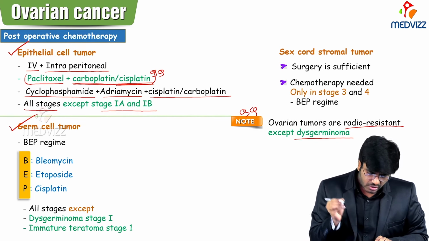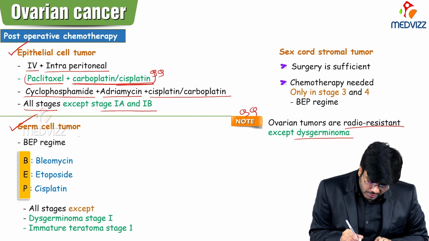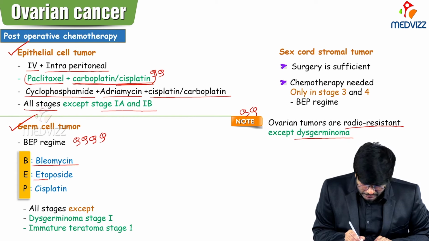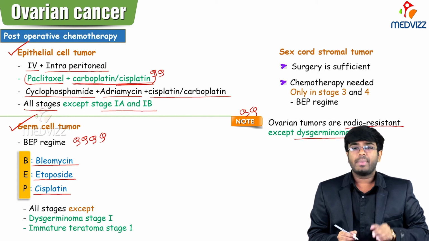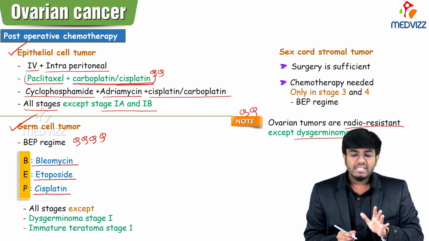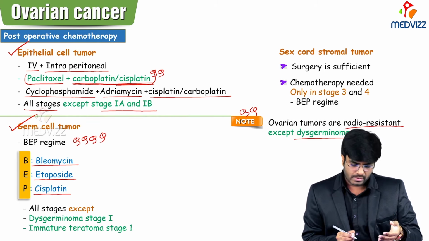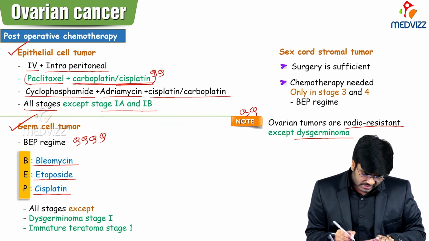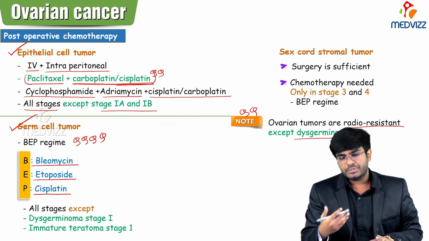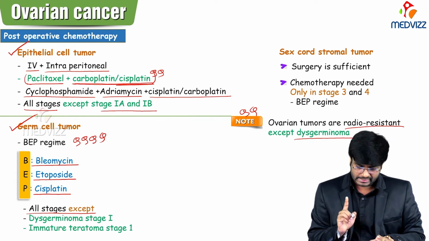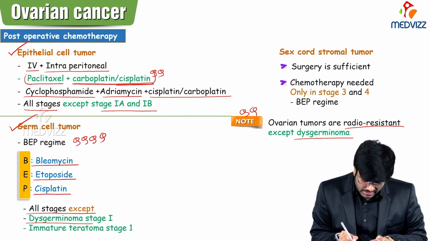Now, for a germ cell tumor, what can we give? For a germ cell tumor, we can give the BEP regimen. So what is this BEP regimen? BEP includes bleomycin, etoposide and cisplatin, where P is for platin, that's cisplatin. These three drugs can be given post-operatively for a germ cell tumor. This can be given to all germ cell tumors except dysgerminoma stage 1.